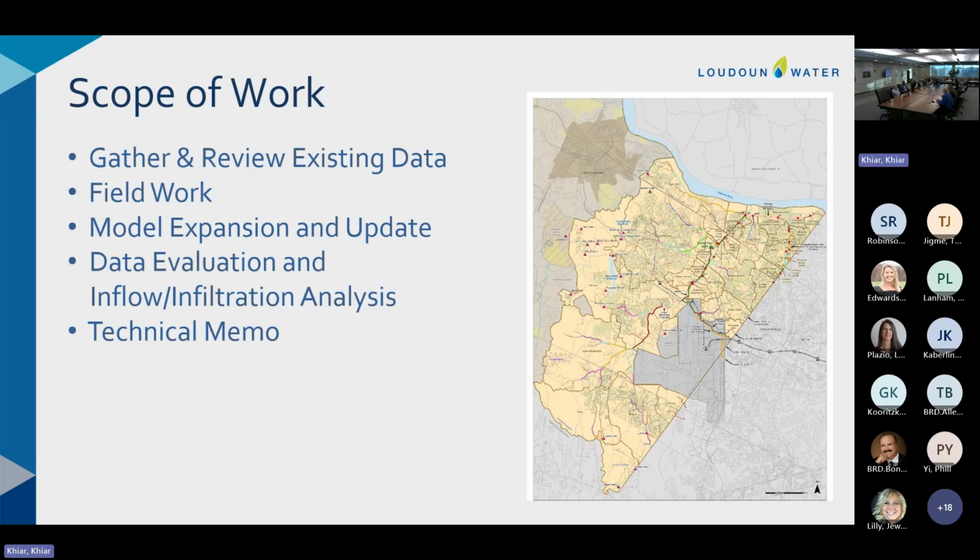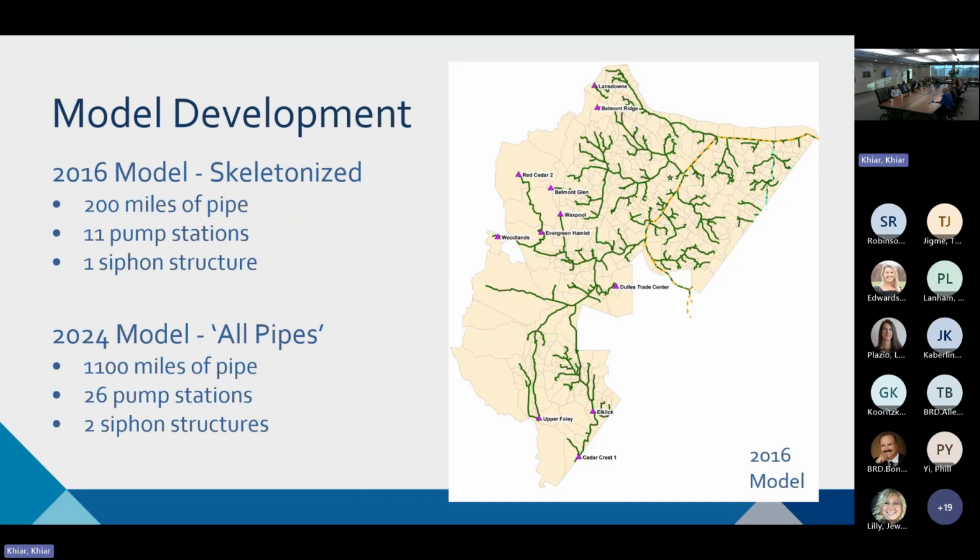Yeah. I'll move on. The last component of the scope of work is just developing a tech memo to document all of the work that has been done, summarize all of that, and then note the future steps that would be needed or recommendations, which could be more flow monitoring, for example.